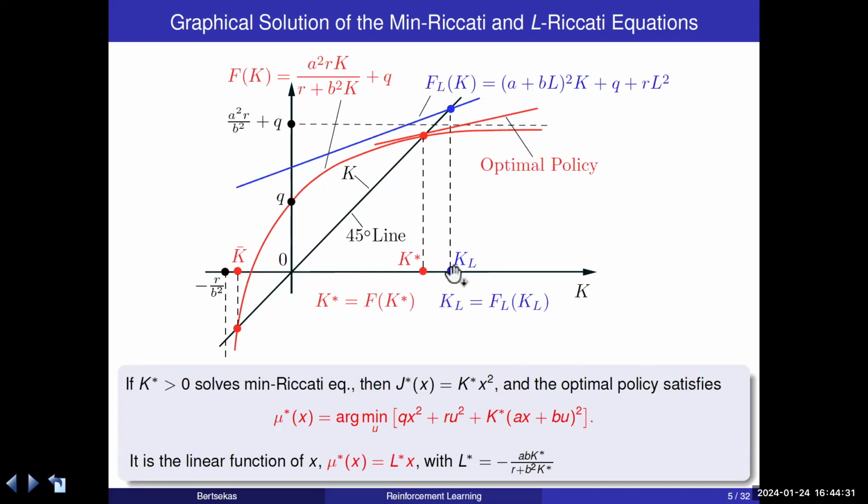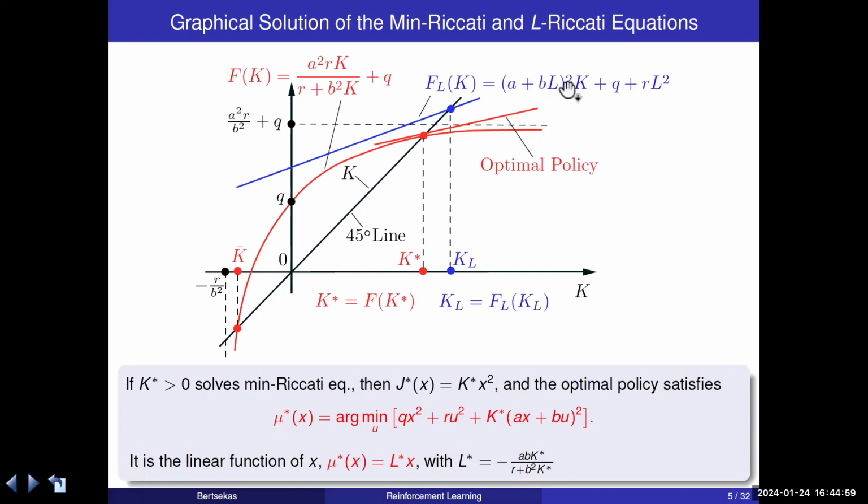And how do we obtain an optimal policy? There's a theorem that says that if you have a solution of the Riccati equation and you minimize on the right-hand side, then what you obtain is the optimal control for that state. So after you do this calculation here, it is this linear function with L star being this. And what would that be?